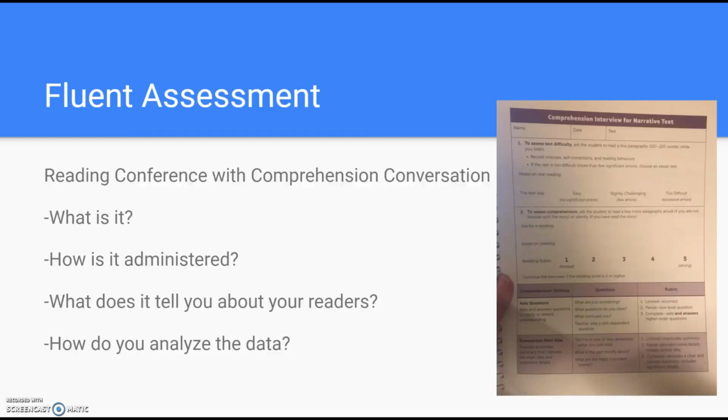Many students within the Fluent category are going to be working on comprehension. The assessments for Fluent readers include the word knowledge inventory and a reading conference with a comprehension interview. In this slide, you will see a picture of the comprehension interview. This is going to be administered individually, and it'll help tell you what instructional text level the student is in, and then different comprehension strategies to be working on with that student.